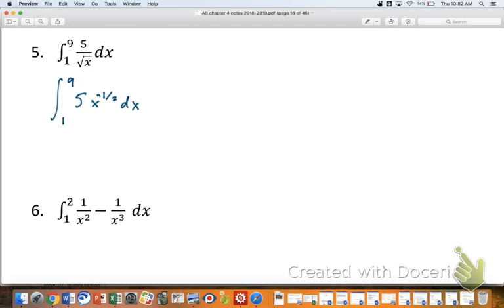So when you do your power rule, you add 1 to the old exponent. And so, of course, negative 1/2 plus 1 is positive 1/2. And then you divide by the new exponent. So, of course, if you're dividing by a fraction, you copy dot flop and you end up multiplying. So this ends up being 10x to the 1/2. So that's your antiderivative. Can I point something out?